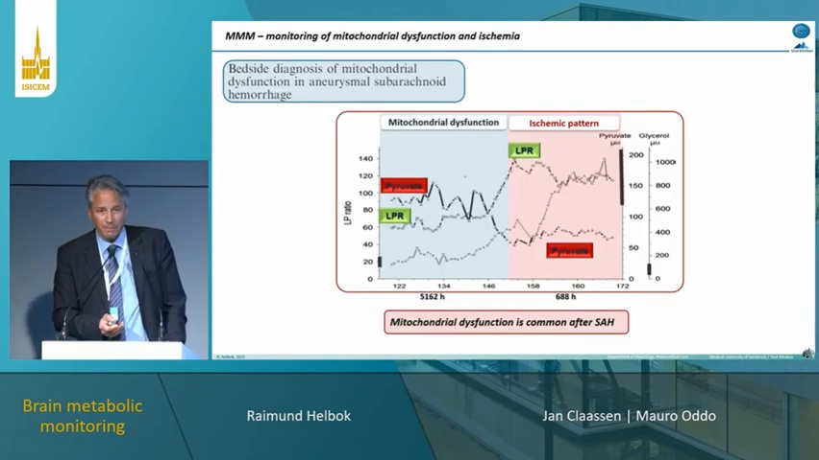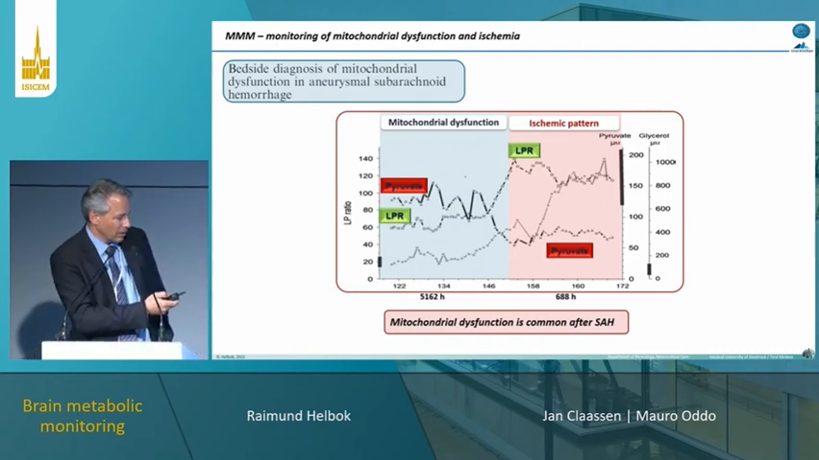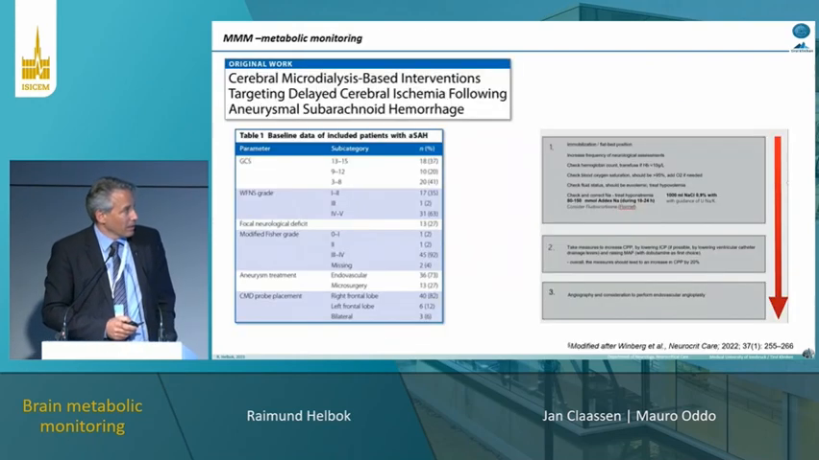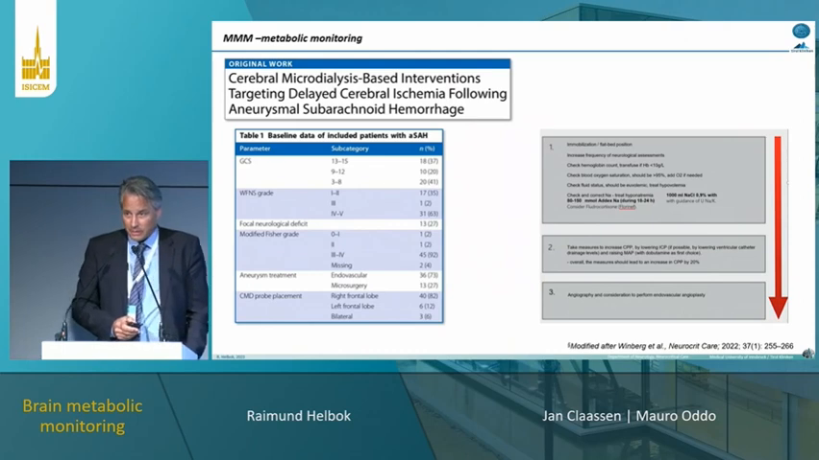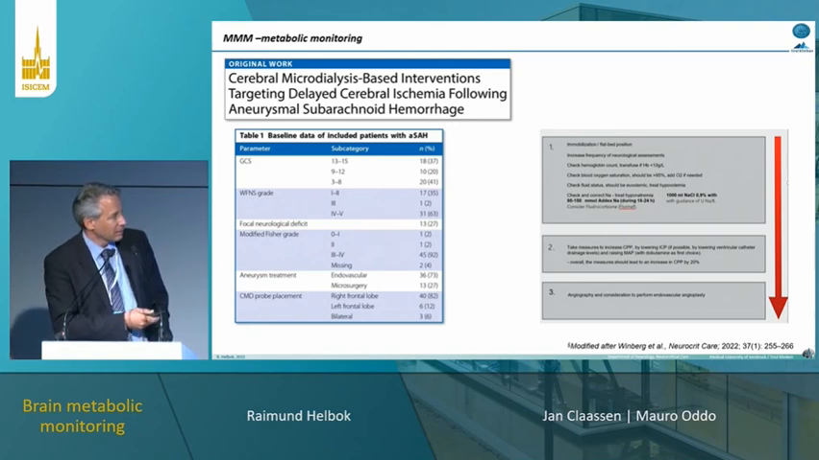That can actually happen in a patient from one day to the other: you have a signature of mitochondrial dysfunction first, and then an ischemic signature occurs, where pyruvate is decreasing and lactate-pyruvate ratio is increasing. So what to do in clinical practice? That's very difficult, and there are only a few studies, mostly observational and single center. I'm going to provide you the results of one study here.